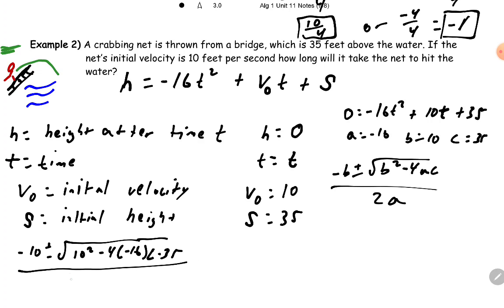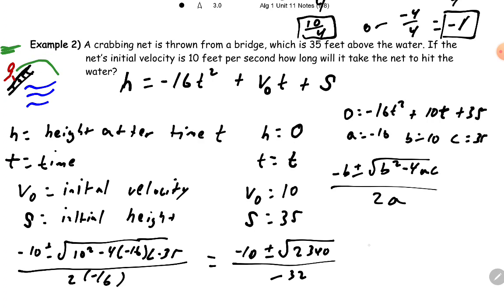All over 2 times negative 16. I'm going to clean this up a bit. This is going to be negative 10 plus or minus, so 10 squared is 100. Although those three numbers, 4ac is 2,240. So I have the square root of 2,340 divided by negative 32.